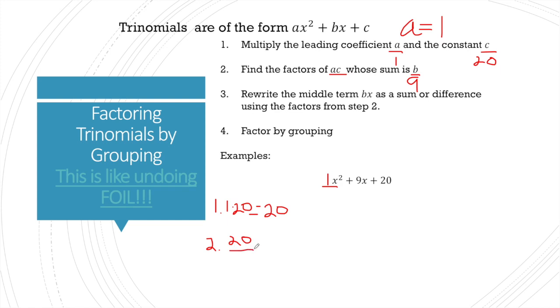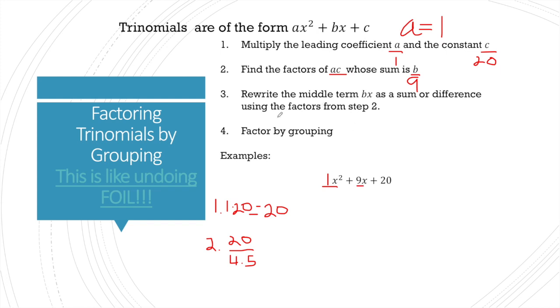So 20 could factor into 2 times 10, not quite. That would add up to 12. I could also factor it into 4 times 5. Oh, 4 times 5 does equal 20, and 4 plus 5 equals 9.